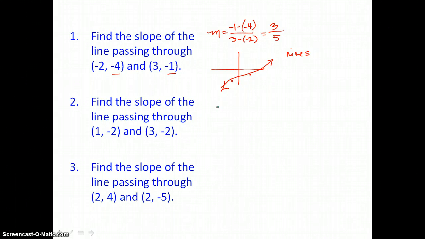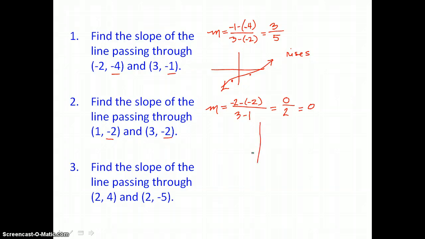Okay, in example 2 here, or problem 2, difference in y coordinates, negative 2 minus 2. Notice that our y coordinates are the same. And difference in x coordinates on the top, 3 take away 1. Simplifying, we have negative 2 plus 2, that's 0 on the top. 3 take away 1 is 2. But we know 0 divided by anything is 0.